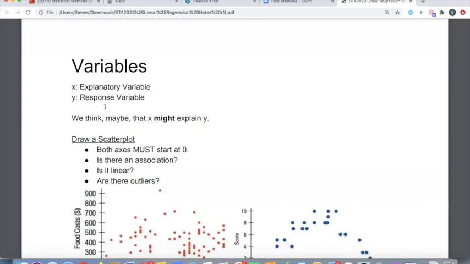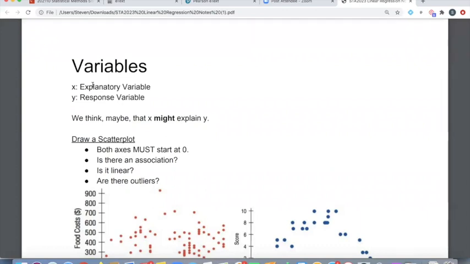Those words mean something different in a statistics class. So we don't say independent and dependent. We use these terms. We're going to call our x variable our explanatory variable and our y our response. Now remember, correlation does not imply causation. We're not saying that we know x causes y or x explains y.